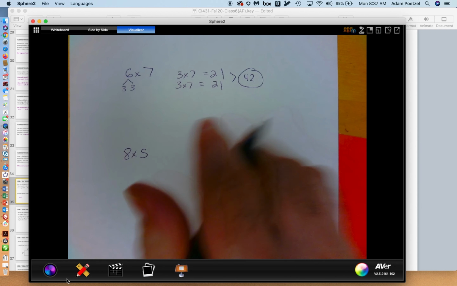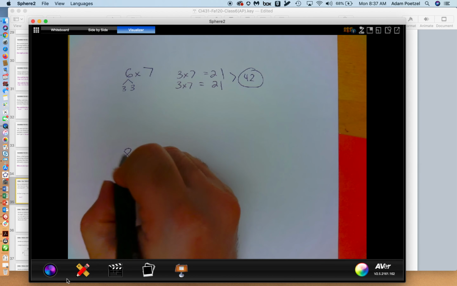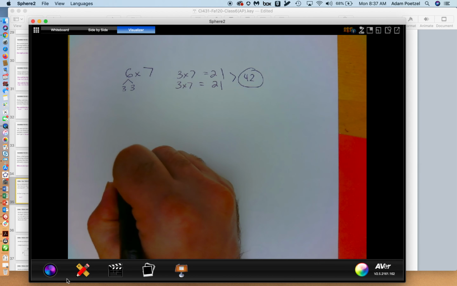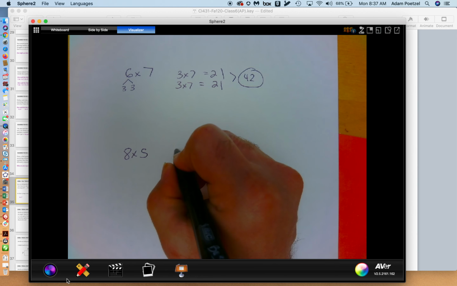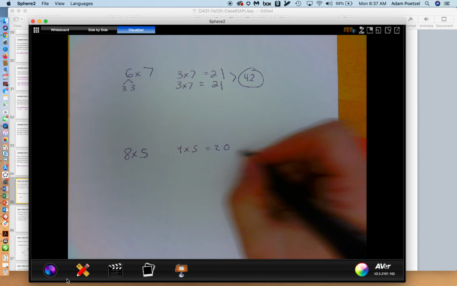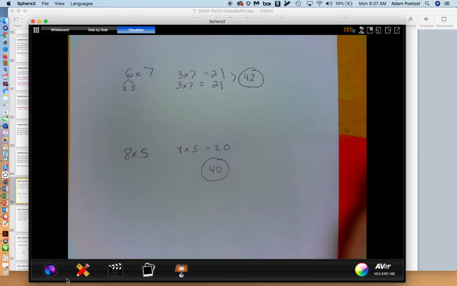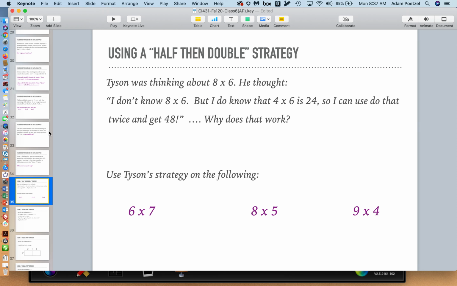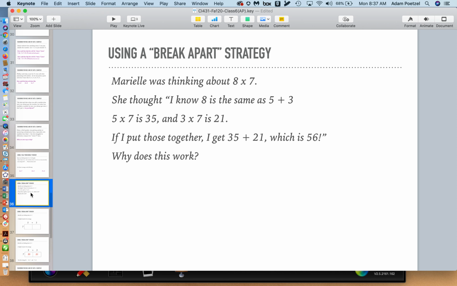So it really works with any even number. Again, 8 times 5, what that sounds like is, I know half of 8 is 4, and I know 4 times 5 is 20, and that's half the answer. So I could just double that and get 40. So half and then double is another really efficient strategy for any question that has an even number in it. That's a really powerful strategy once we get there.